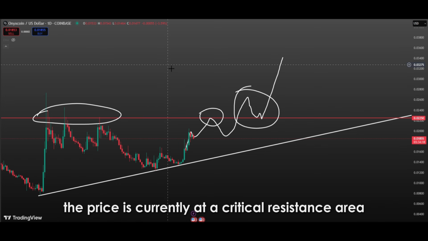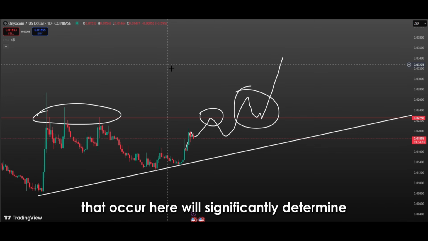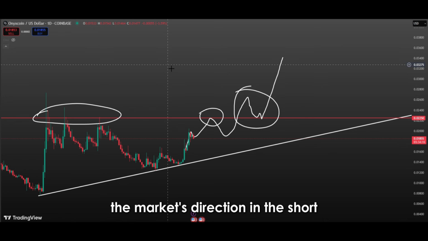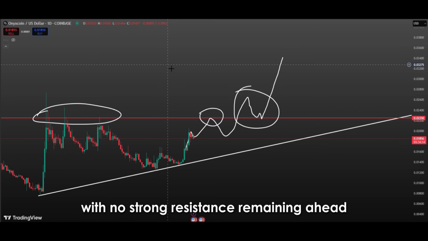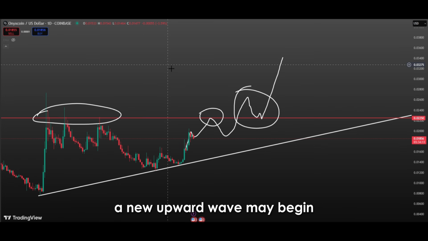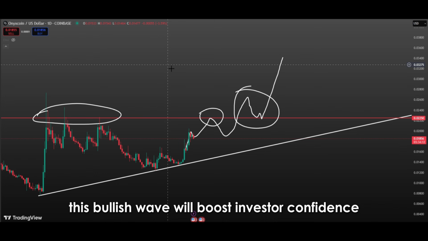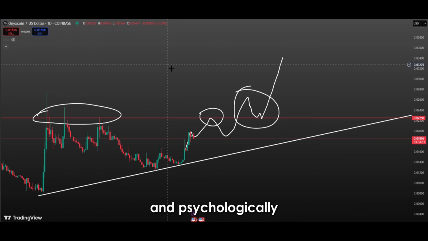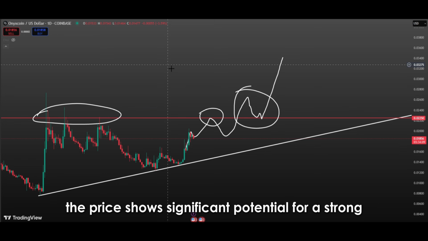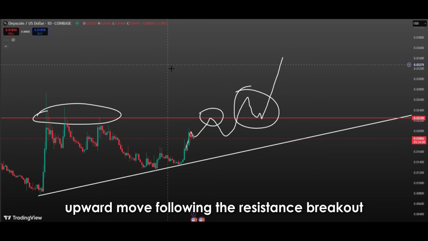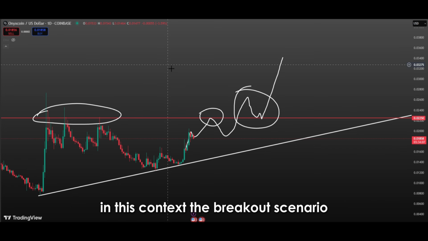In conclusion, the price is currently at a critical resistance area, and the developments that occur here will significantly determine the market's direction in the short, medium, and long term. If this level is broken to the upside, with no strong resistance remaining ahead, a new upward wave may begin. This bullish wave will boost investor confidence both technically and psychologically and will increase liquidity entering the market. When all these factors come together, the price shows significant potential for a strong upward move following the resistance breakout. In this context, the breakout scenario can be seen as a highly positive and promising development within the current technical outlook.